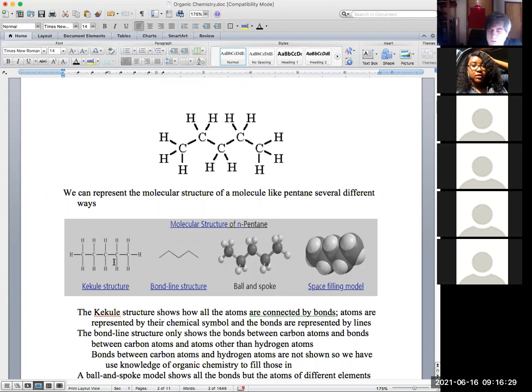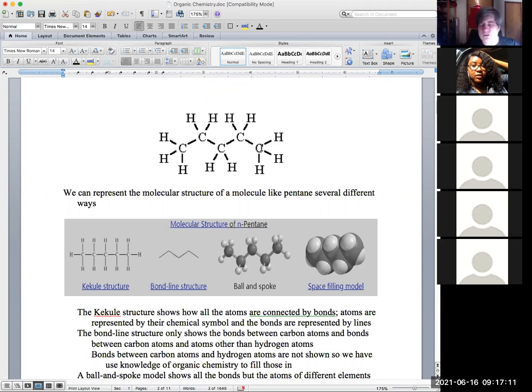So another way to draw this molecule, which is called n-pentane, or just pentane sometimes, is as a bond line structure. A bond line structure just shows the bonds between carbon atoms. So at this end of the line, there's a carbon atom. There's another carbon atom up here. In this position, there's another carbon atom down here where the two lines meet. That would be this carbon. There's another atom up here. That would be this one. And finally, there's another carbon atom down here. That would be this one.